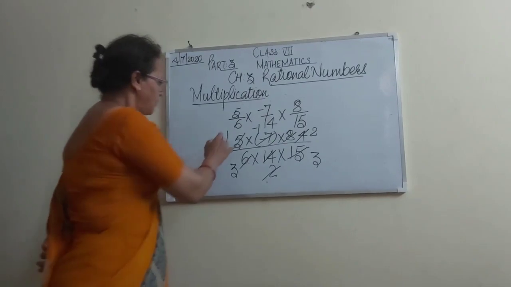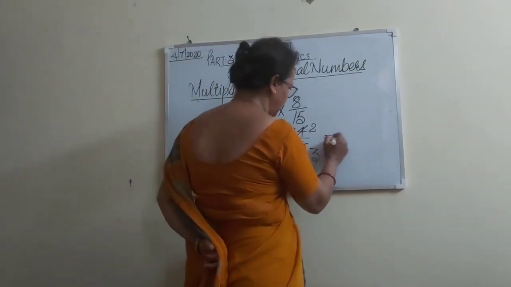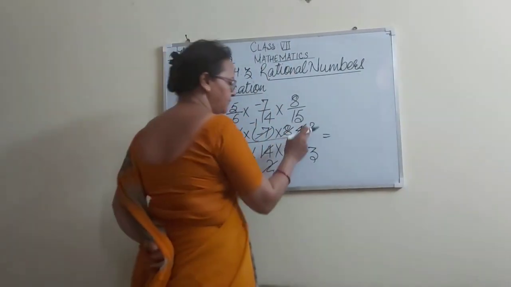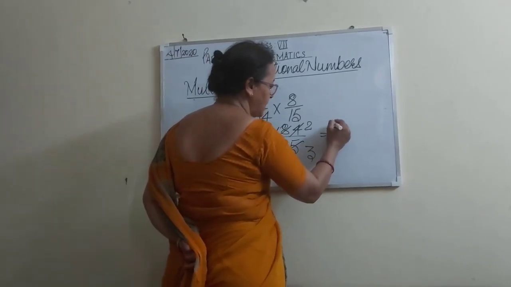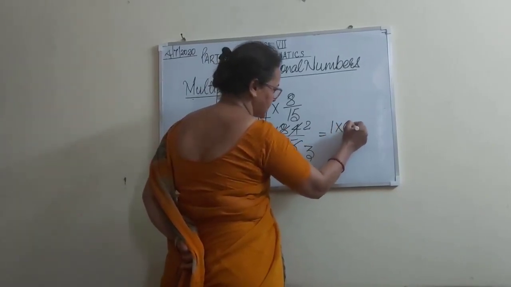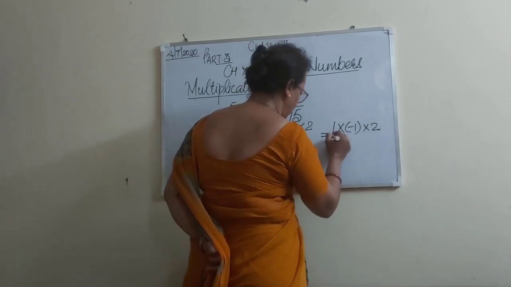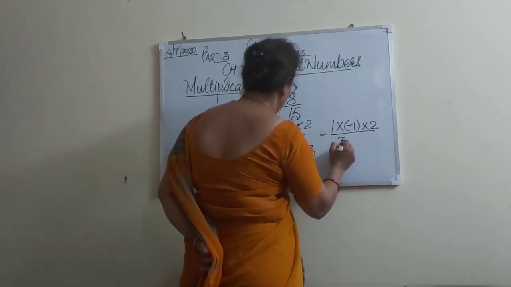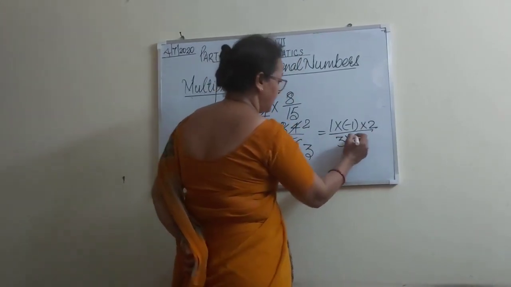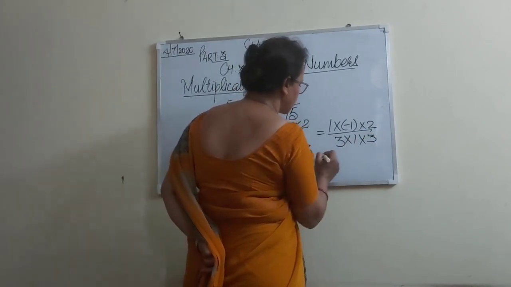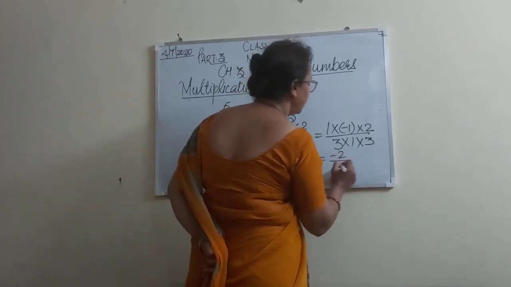What is it? 1 into minus 1 is minus 1 and it will be multiplied with 2. Minus 1 multiplied by, see, we are writing in this way. Minus 1 into 2 upon 3 into 1. This is 1 into 3. So what is it? Minus 2 by 9.